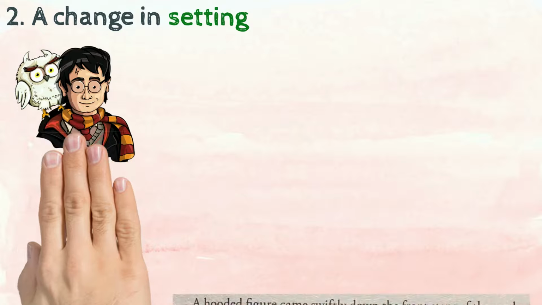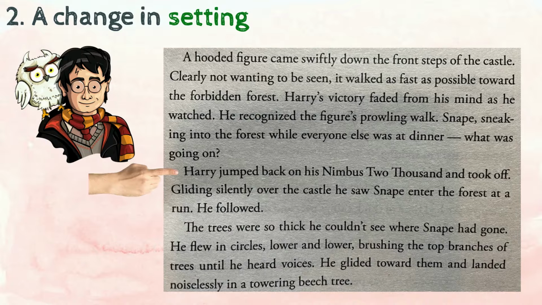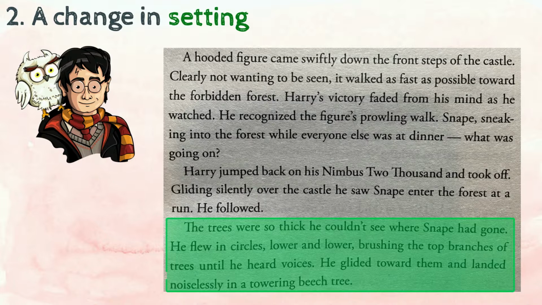Let's look at a change of setting in action. Harry jumped back on his Nimbus 2000 and took off. Gliding silently over the castle, he saw Snape enter the forest at a run. He followed. Here's the change of setting. That's why there's a new paragraph.